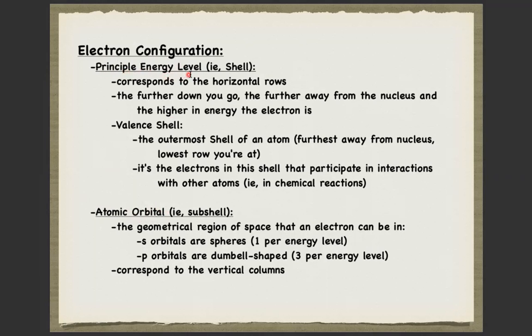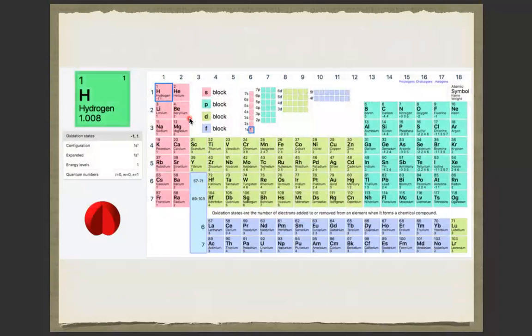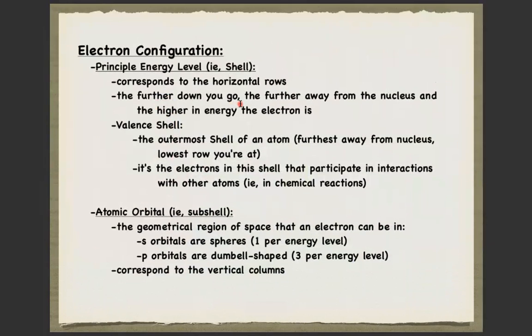The principal energy level is also known as the shell, and that corresponds to the horizontal rows of the periodic table. So let's say we have a periodic table right here. This first row that hydrogen and helium are at would be the first energy level. The second row, where lithium, beryllium, boron, carbon, nitrogen, etc. are at, would be the second energy level, and so on. So the further down you go, down the rows, the further away from the nucleus the electrons are, and the higher in energy they are.